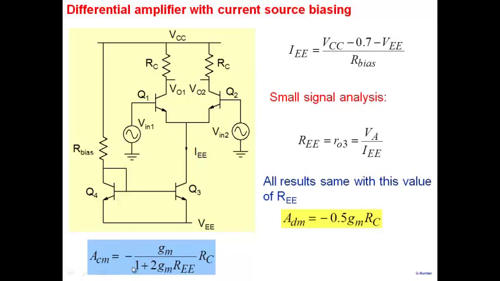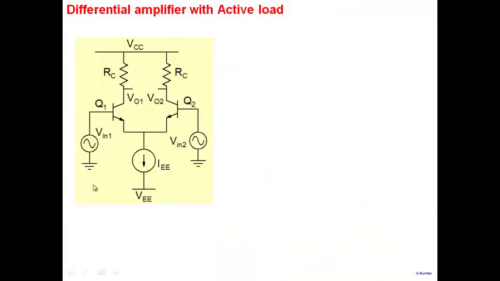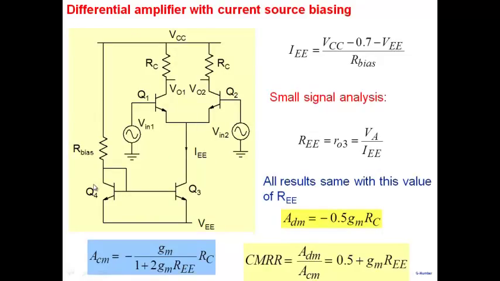Common mode gain, GM by 1 plus 2 GM REE, so we'll replace REE by R03 here. And similarly, CMRR was ADM by ACM, 0.5 plus GM REE, so we'll replace REE by R03. So everything remains the same except that we have used a transistor here, and the transistor provides us with a large value of R03.